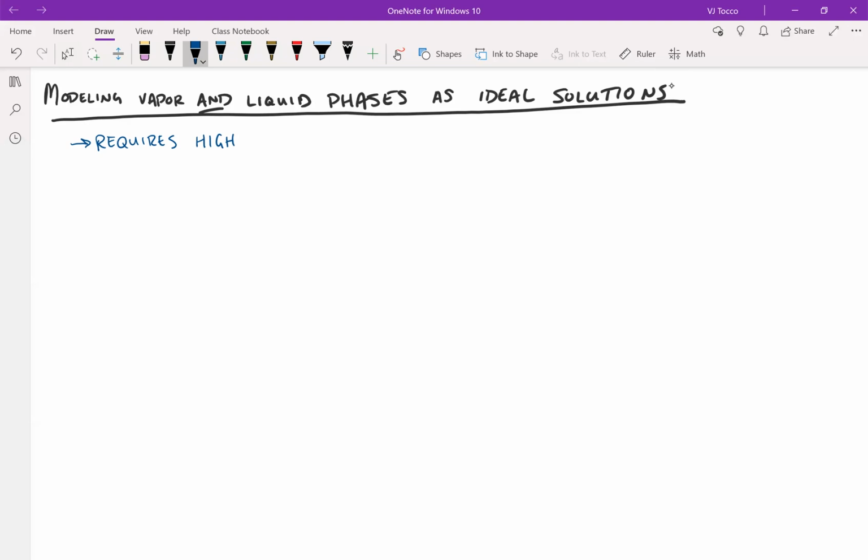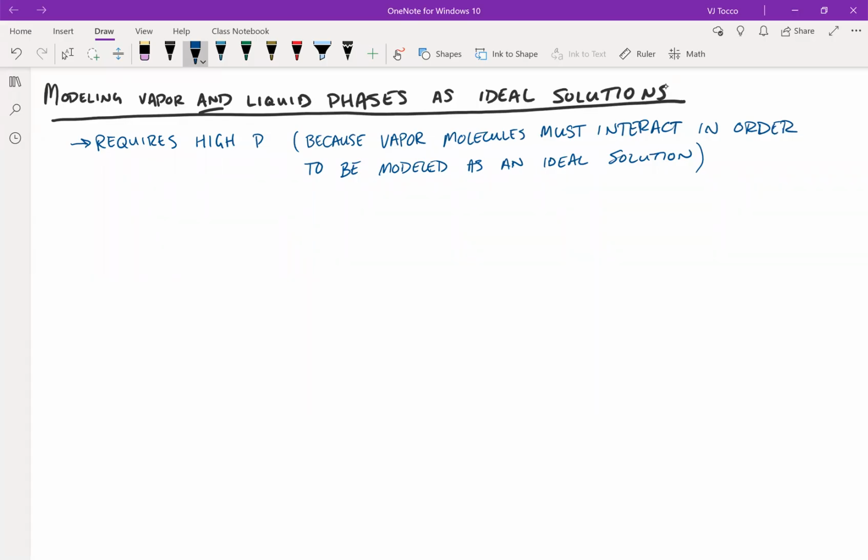and that is because if you wanted to model the vapor as an ideal solution, remember the difference between an ideal solution and an ideal gas: an ideal gas assumes that there are no interactions between the molecules, while an ideal solution assumes that the interactions between molecules of different types are the same as molecules of the same types. So the vapor molecules must interact with each other in order for them to be modeled as an ideal solution.